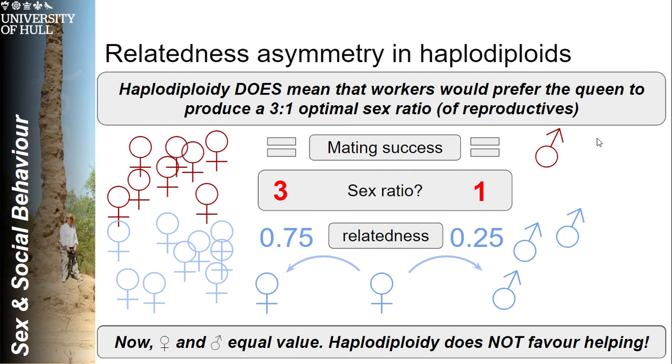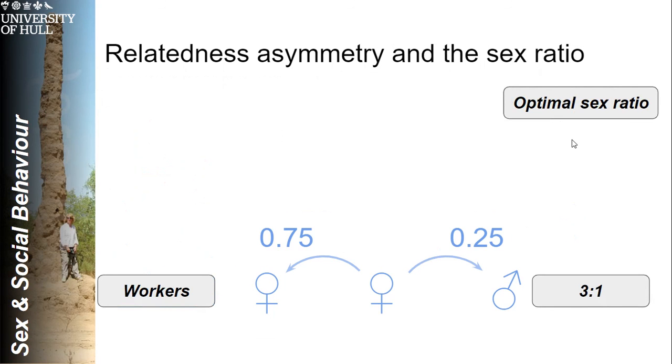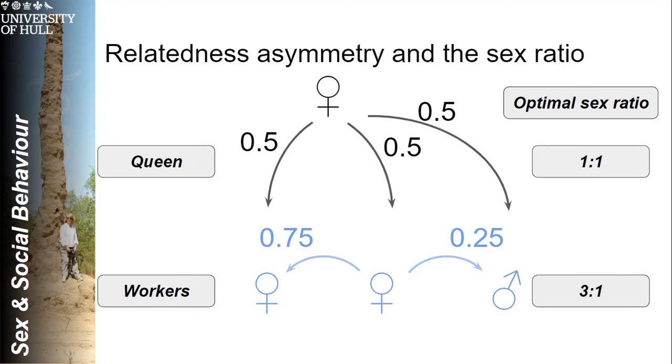What it does mean, though, one thing it does predict really strongly is that the workers would prefer the queen to produce a 3 to 1 sex ratio of females to males, right? And that sets the stage for a really interesting conflict, because the workers want to pump out 3 females for each male reproductive. The queen is equally related to all of her offspring, and she would like the ratio to be 1 to 1. So who wins? There's a really intriguing, interesting conflict there.